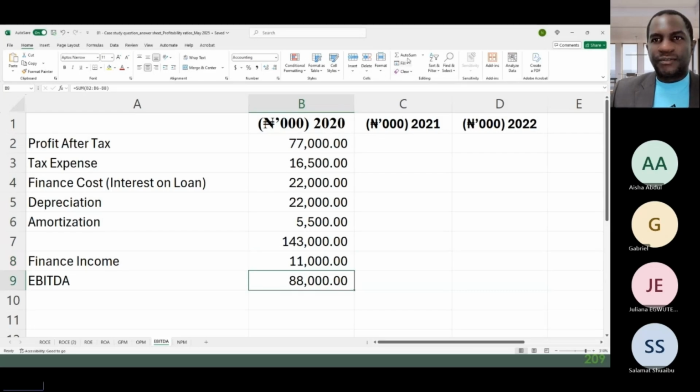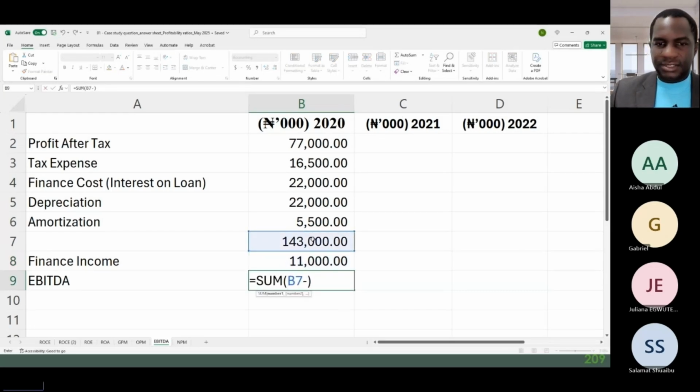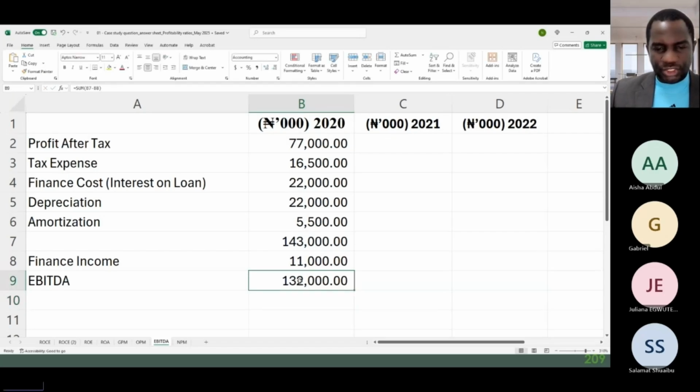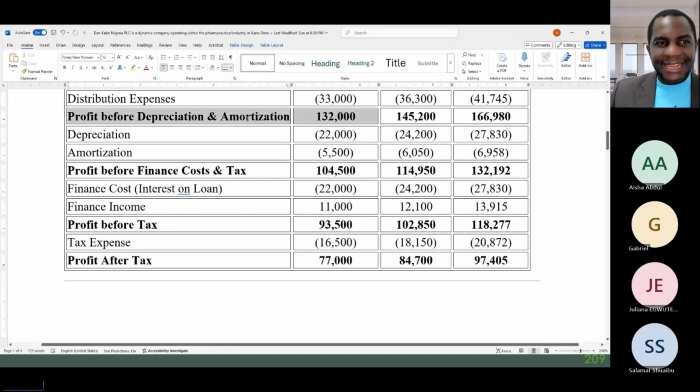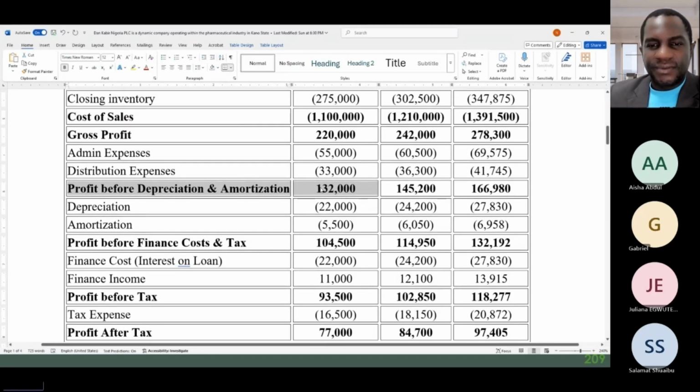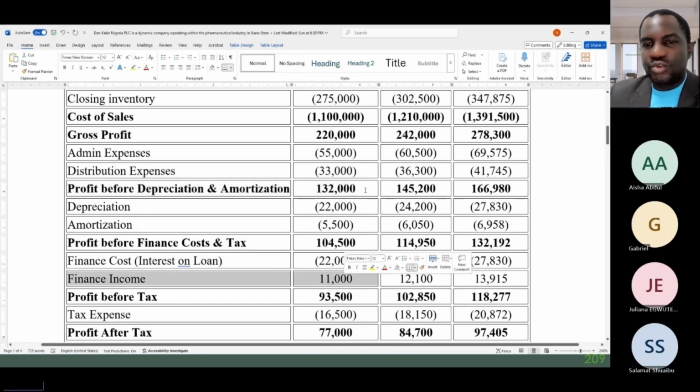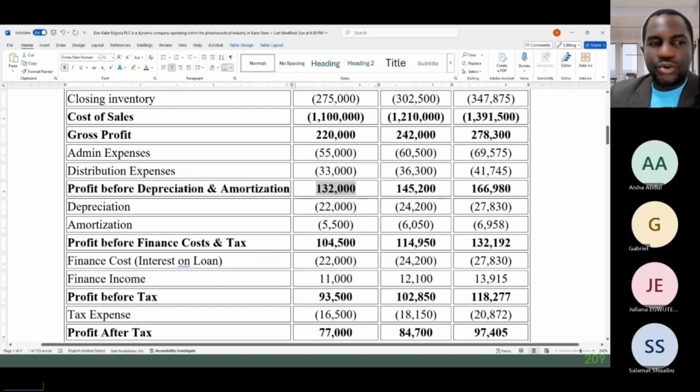So our finance income, 43 minus 11, is now going to give us 32. So if you come back here, you can see that it aligns directly with this profit before depreciation and amortization, even after we have removed finance income. So this 132 aligns practically with your EBITDA, that is, your earnings before interest, taxes, and depreciation.